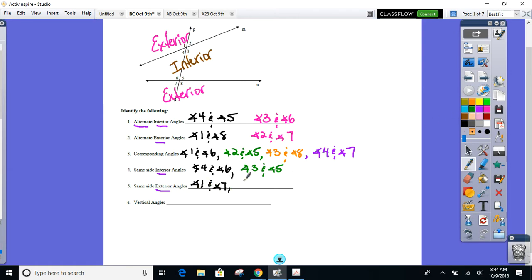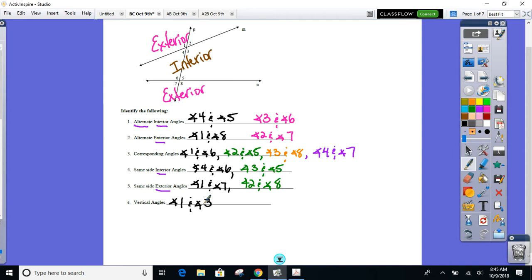And 2 and 8. And finally, these aren't new to us. Vertical angles. Can we just name one pair? I don't want to write them all down. One pair. 1 and 3. Fine. 1 and 3. All right. Stop. Anything you want to ask about these? We can at least identify them.